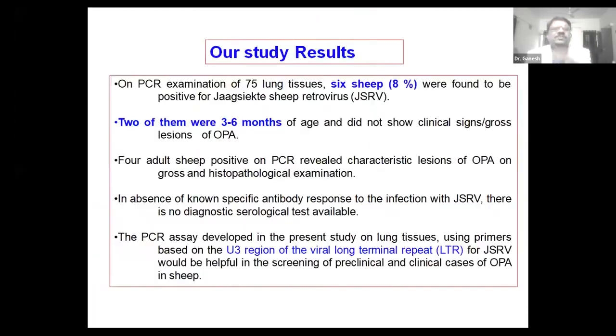In our laboratory, we developed this assay for diagnosis of OPA, and we conducted a study on 75 lungs, and we found that 8% of sheep are affected. Of 8 sheep, 2 sheep were 3 to 6 months of age and did not show clinical signs or gross lesions on postmortem examination. And 4 adult sheep were severely affected, and we found characteristic lesions of OPA on gross and histopathological examination.